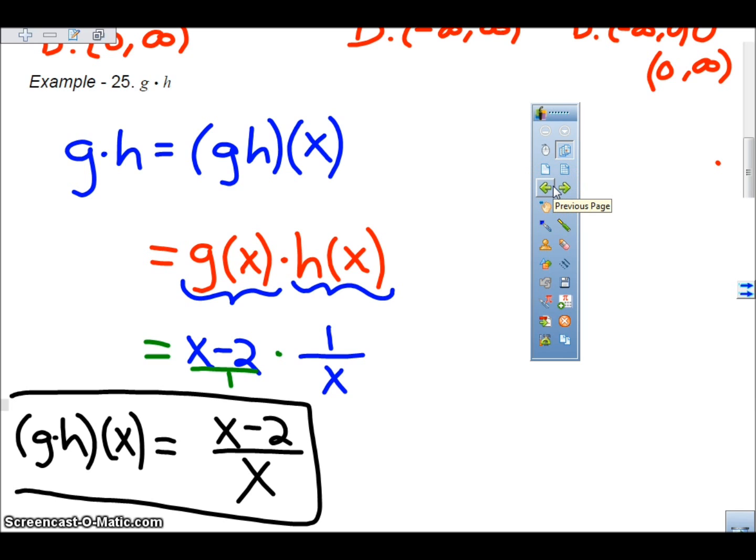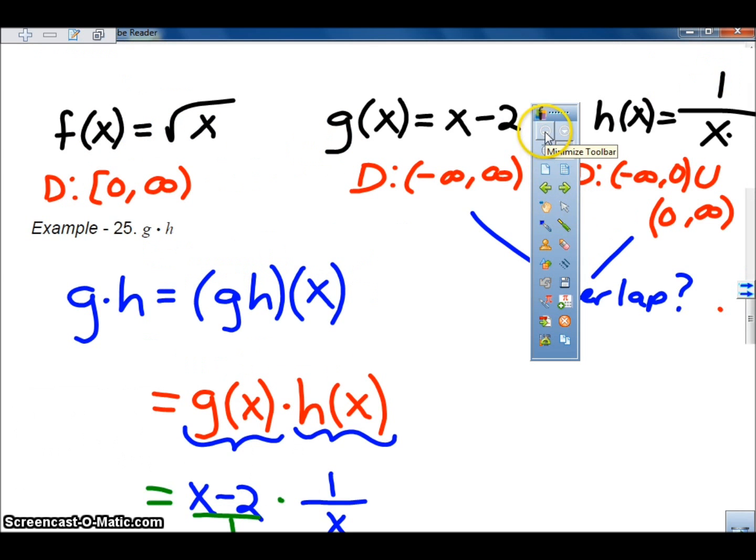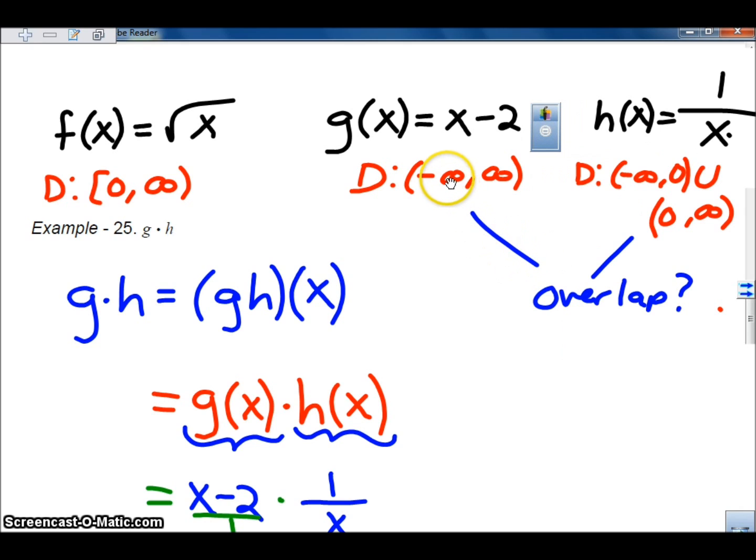So we need to determine what is the domain of this new function that we've just created. And the rule is the domain of the new function will be the overlap of the domain of the original functions. So I need to take, in this case, g and h. Let's find where these two domains overlap each other. That will be the domain of g times h of x.